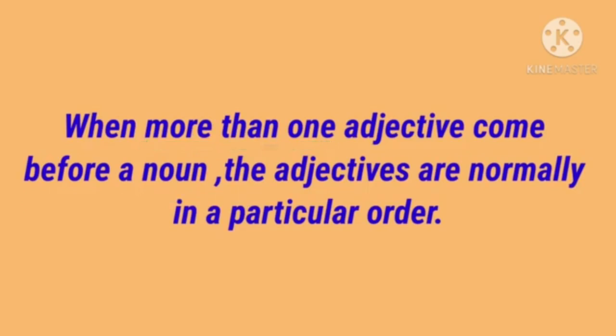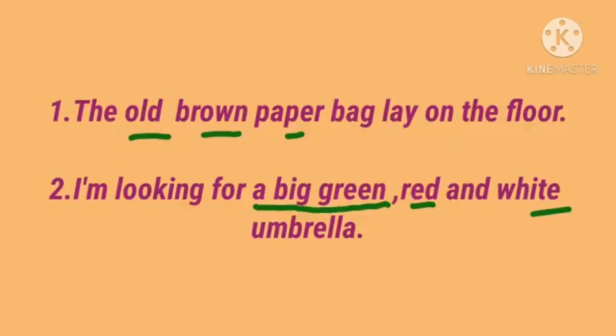Look at these sentences. First one, the old brown paper bag lay on the floor. Here, which is a noun? Bag. What are the describing words that describe the noun bag? Old, brown, paper. Old, brown and paper are the describing words.